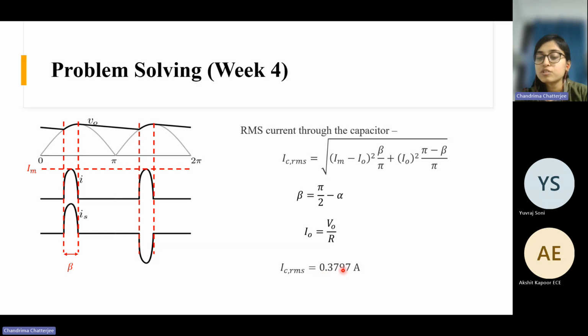And that comes out to be 0.37 ampere in this case. So whenever you choose the capacitor, its RMS current rating should always be more than this.